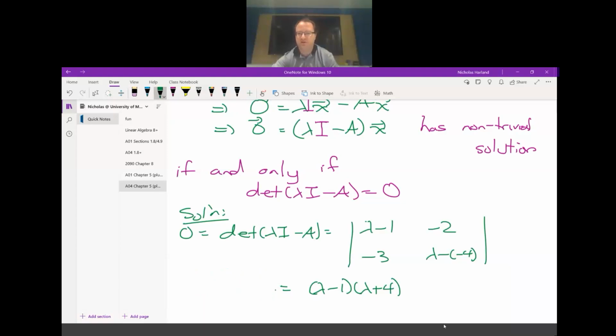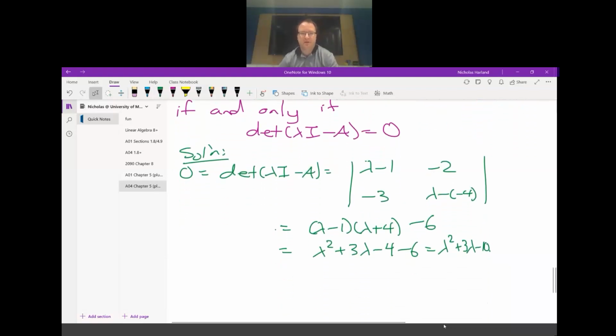And it's a little 2 by 2 determinant. So that's not particularly exciting. So that's lambda squared plus 3 lambda minus 4 minus 6. So lambda squared plus 3 lambda minus 10. All right, and we just want to solve for lambda where this is equal to 0. And that'll tell us exactly when we get non-zero solutions, and we'll focus on how to find those non-zero solutions in a little bit. All right, so this thing here would be our characteristic polynomial.